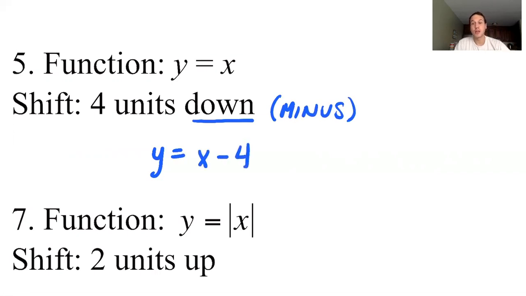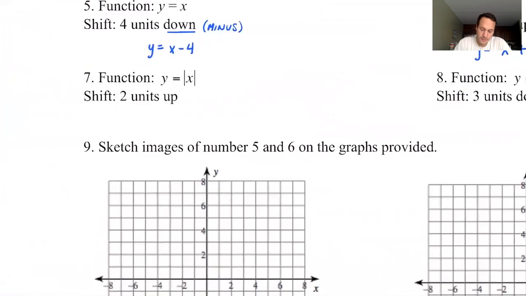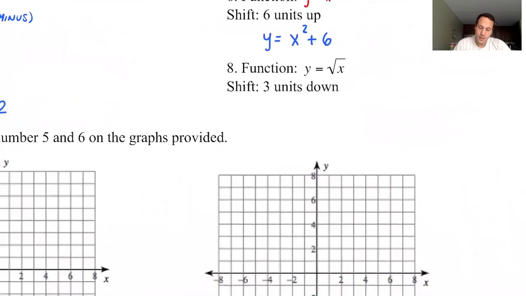It goes in the same direction for these. Y equals x squared, 6 units up. That's going to change to x squared plus 6. Y equals absolute value of x, and I want it 2 units up. Y equals absolute value of x plus 2. 2 units up, same direction.